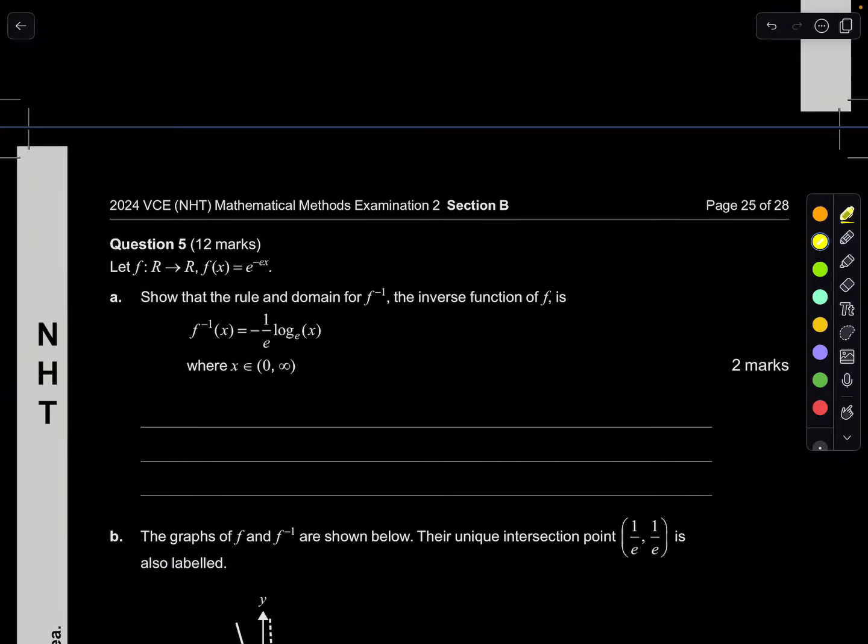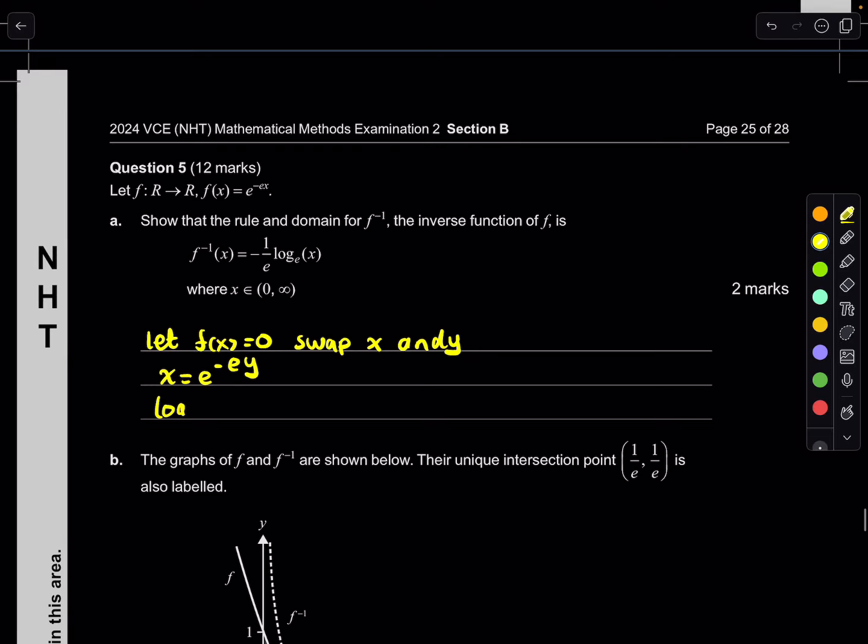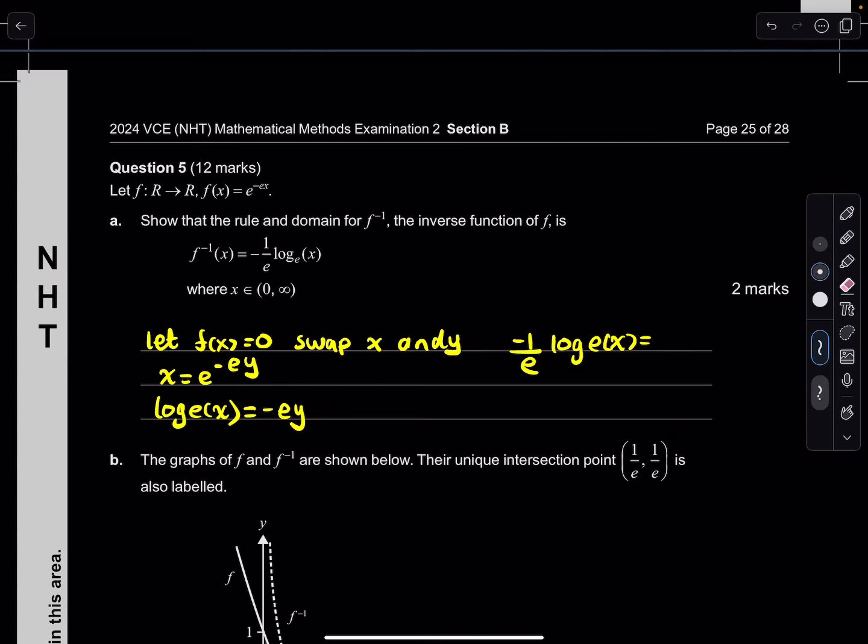So remember, we have to also let f of x equal 0, and we're going to swap x and y. So it'll be like x equals e to the negative e y. So it's going to be basically log e of x equals negative e y. And divide both sides by negative e, we get negative 1 over e log e of x equals y. So this is your equation of the inverse.